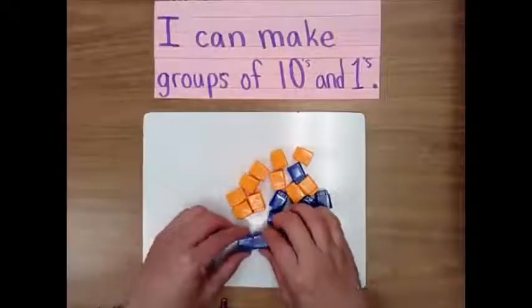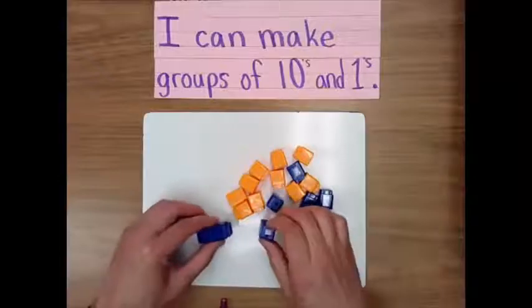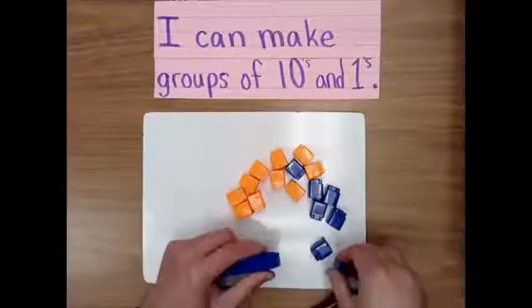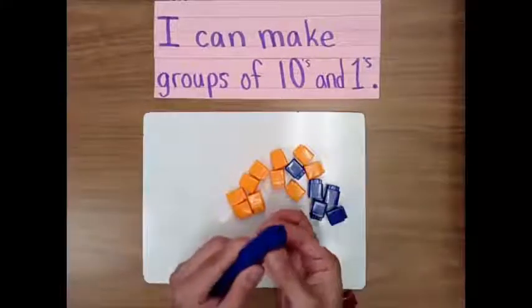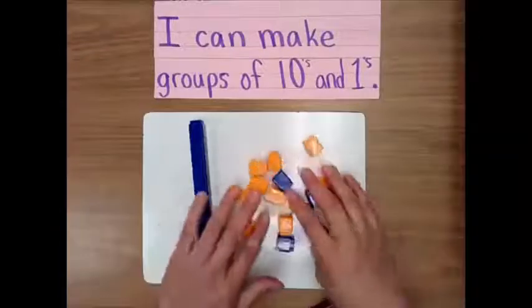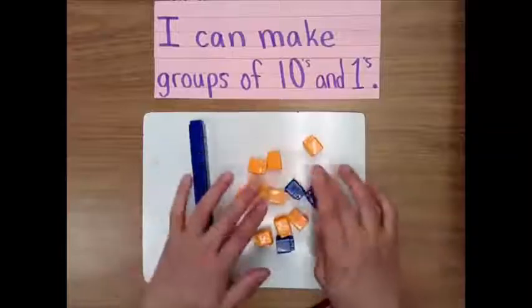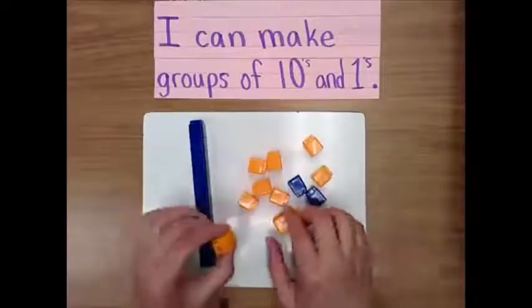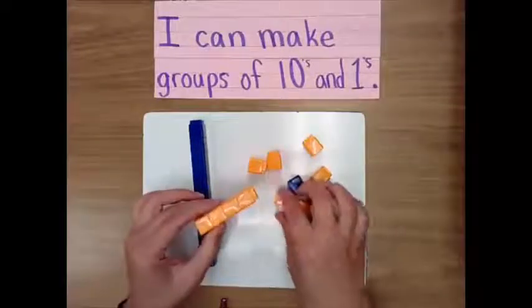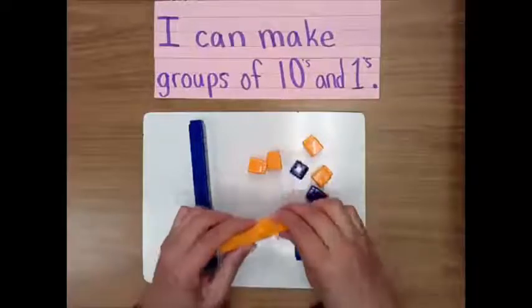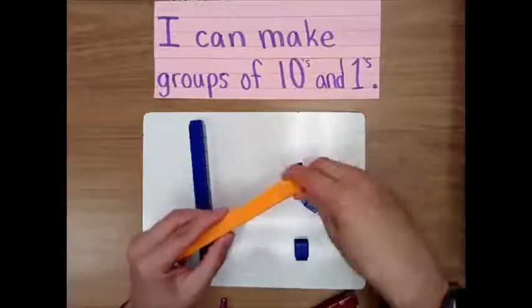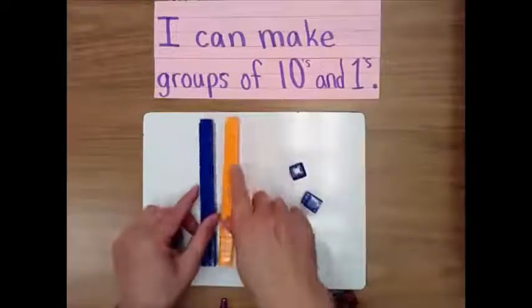And let me make groups of 10. So let's see, 1, 2, 3, 4, 5, 6, 7, 8, 9, 10. So here's one group of 10. And I have some ones left over, but it looks like I might still have enough blocks to make another group of 10. So let's see. 1, 2, 3, 4, 5, 6, 7, 8, 9, 10. Okay, so that's another group of 10.